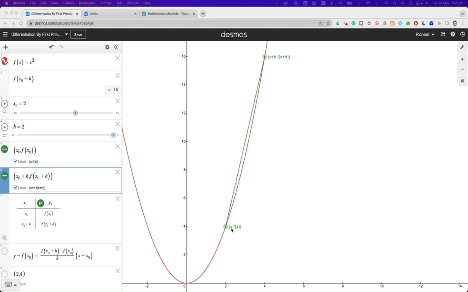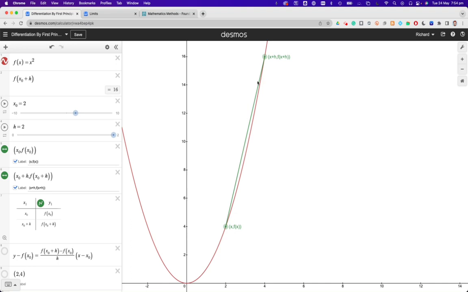So if x equals 2, then x plus h is 2 plus 2, so it's 4. So f of 2 is going to be 2 squared, which is 4. So that's 2 comma 4. I don't think I can show you on this, but you can probably see it from the coordinates. This one here, the x coordinate is 4, 2 plus 2. And so the y coordinate is f of 4, which is 4 squared, which is 16. And we can see that the chord here, in terms of approximating the graph, doesn't do a very good job.